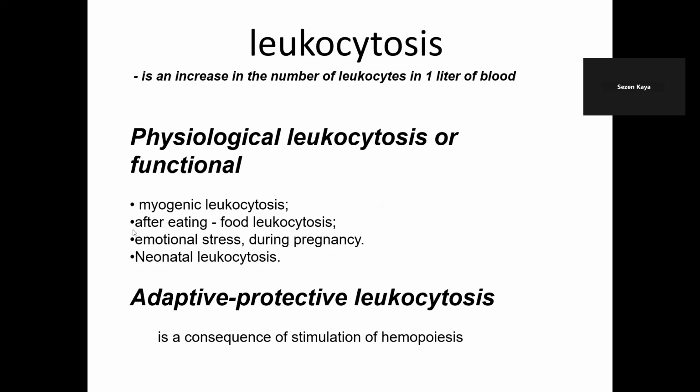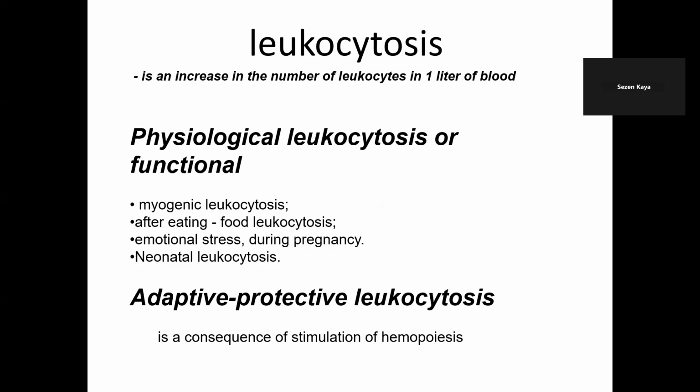Because after emotional stress and during pregnancy, the level of leukocytes could also be increased. And there is neonatal leukocytosis after birth: babies have a leukocyte level twice as high as a normal adult person, but it's normal for them. This is their norm for their age.